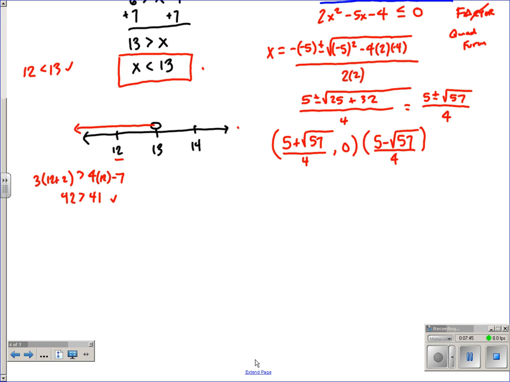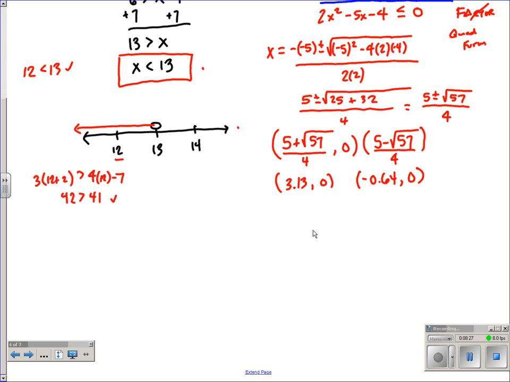You would end up with, I'm actually computing them off here right now, approximately 3.13. That's rounded. And you would also have approximately negative 0.64. Negative 0.64 as your second solution there.